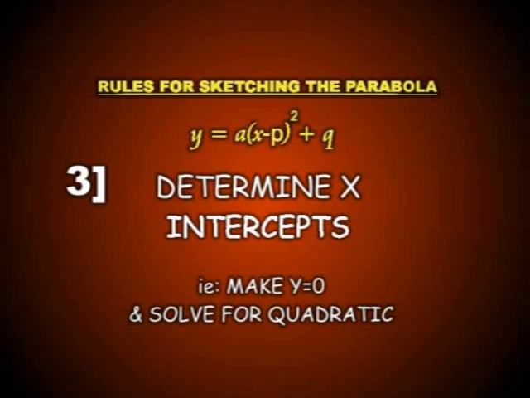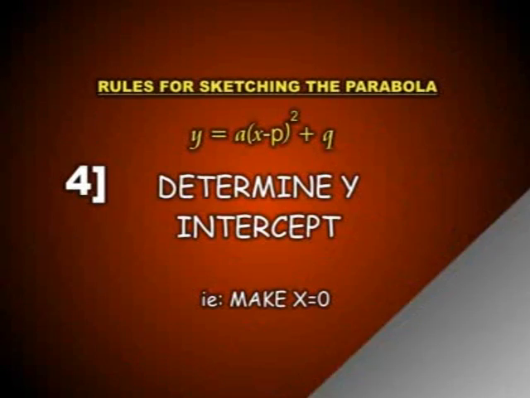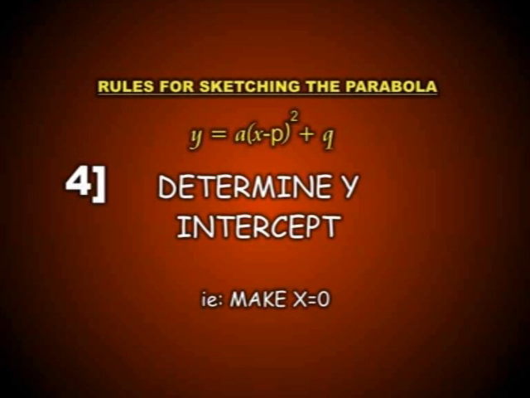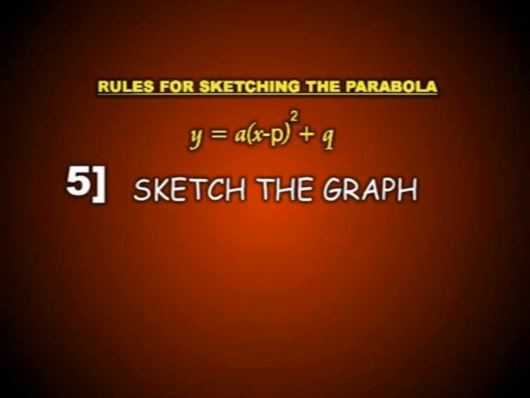Rule number 3. Determine your x-intercepts. Do this by making y equal to 0. That means that a(x - b) squared + q is equal to 0, and you solve for the quadratic. Rule number 4. Determine your y-intercept. That happens when x is equal to 0. That means that y will equal a(0 - p) squared + q. Rule number 5, sketch.